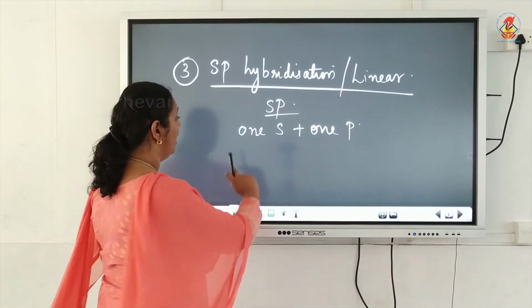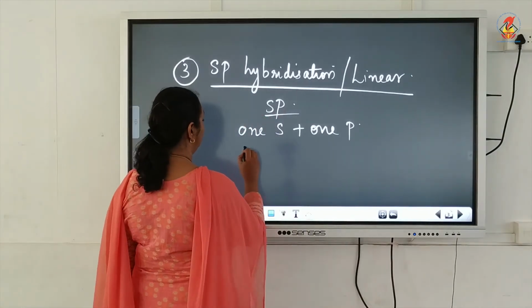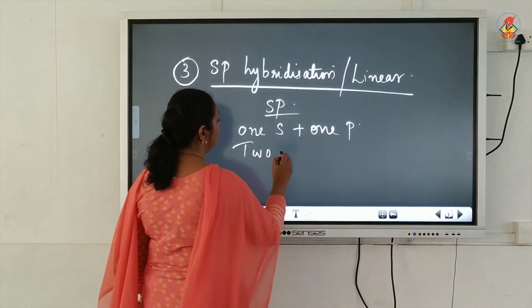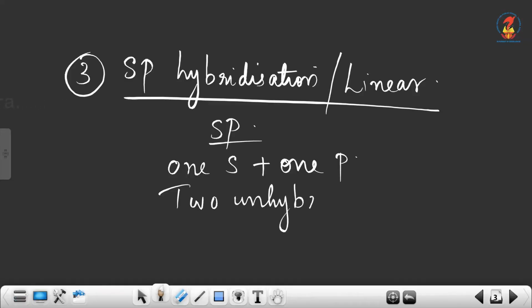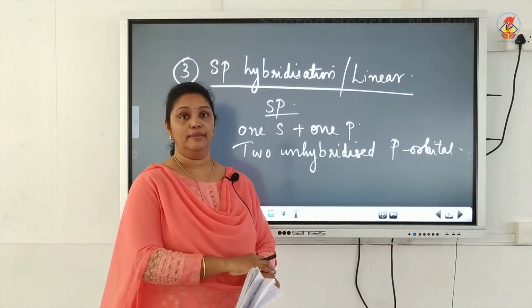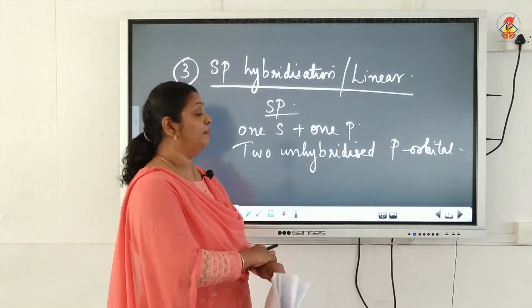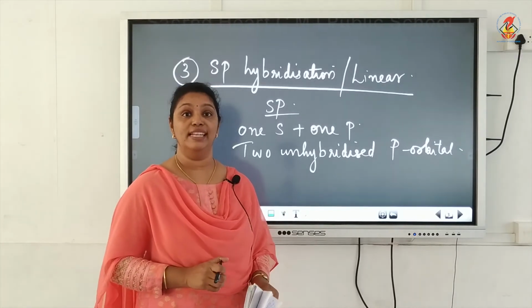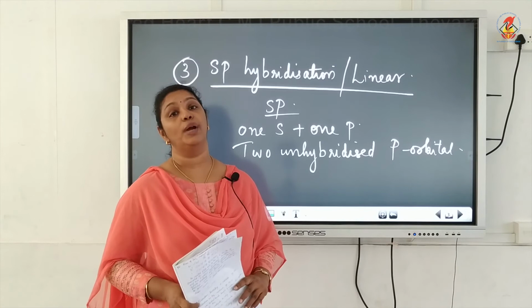Two p orbitals are left and they are called the unhybridized p orbitals. So how many unhybridized p orbitals in sp hybridization? There are two unhybridized p orbitals in sp hybridization. Whereas in sp2 hybridization we have only one unhybridized p orbital. Okay. Now the shape of sp hybrid orbital is linear with bond angle 180 degree.